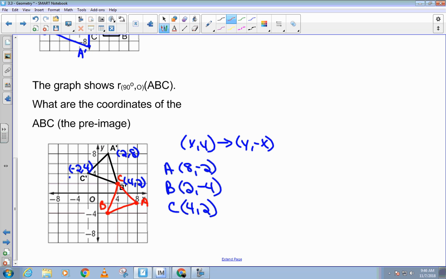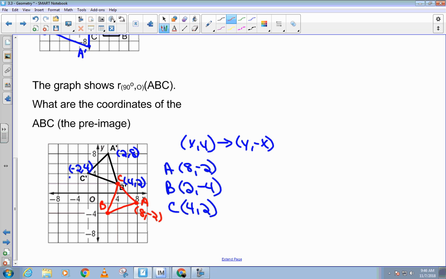Now, this, remember, is the pre-image. Okay? This right here is the pre-image. So my A is at 8, negative 2. So what I did is I went from here to here. The rule for that is you change the Y and they switch places. That's where they got the 2, 8. But I had to go backwards. Okay? So that's why I had to do that. Alright? That makes sense?